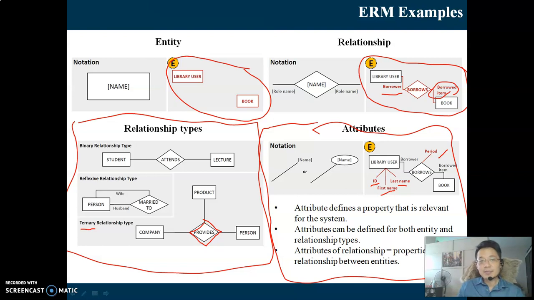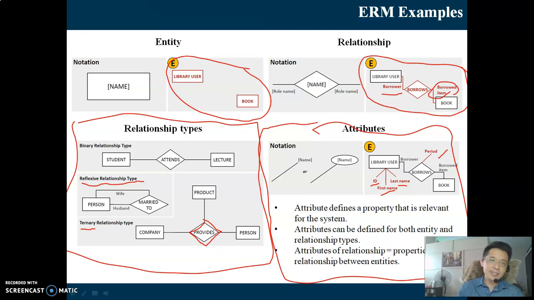Rarely, but sometimes we do have reflexive relationship type. For example here, if somebody marries somebody, we can draw person married to person. In this case, the first person may be the husband or wife, and the next person is the wife or husband. Now it looks a bit confusing since marriage often involves 2 persons, but in the drawing we only see 1 person.